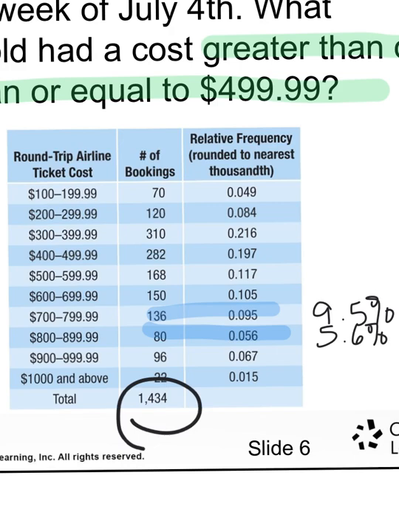So the nice thing is they've already done that calculation for you, but if we were to go back and figure it out ourselves, we have 136 and 80. The percentages they already give me, I have 9.5% and 5.6%, so it should be a total of 15.1%.